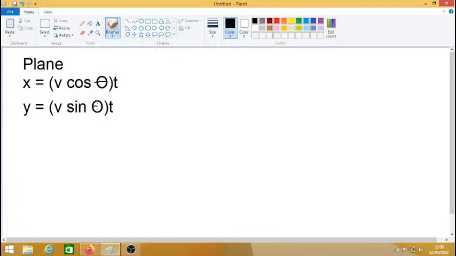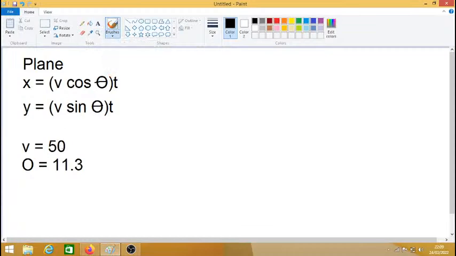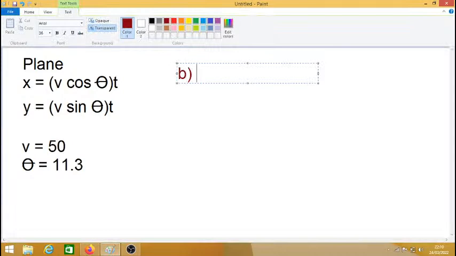We're also given that the initial speed is 50, so we can say v initially is 50. And in an earlier part, we also worked out the angle theta as 11.3. We can stick with those two numbers for the next part, which is part C. After we found the parametric equations, let's just repeat part B, because we're going to need that. Part B was to find the parametric equations for the plane's motion.